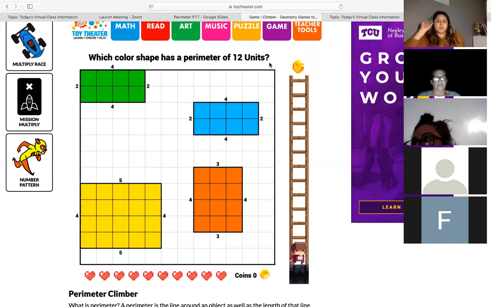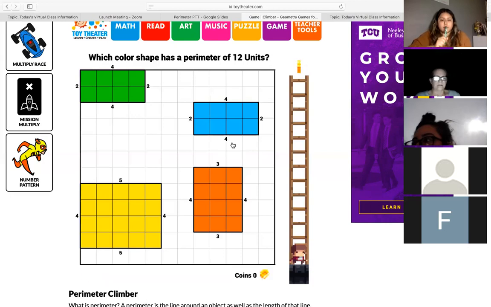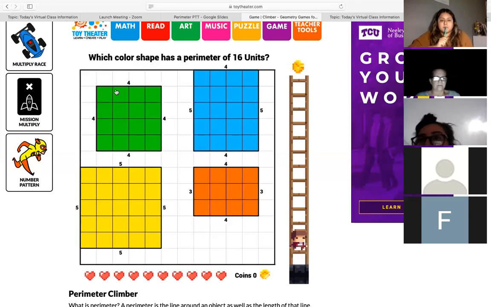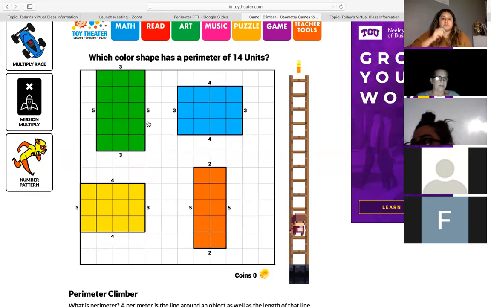It's L squared plus W squared. Yes, so basically we're just adding up all sides, right, for perimeter. So it's asking us for the 12 units. Which one here would we choose for 12 units? I think it can be the green and the blue. No, wait. Yeah. Okay, so which one has 16 units? The green. Okay, so this is pretty much it.